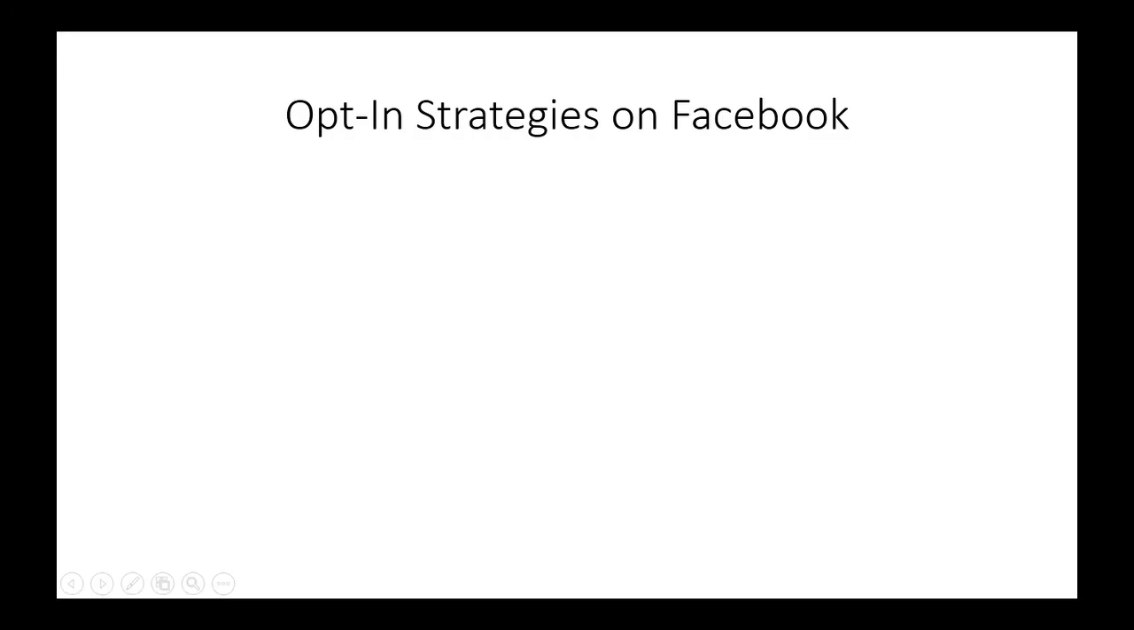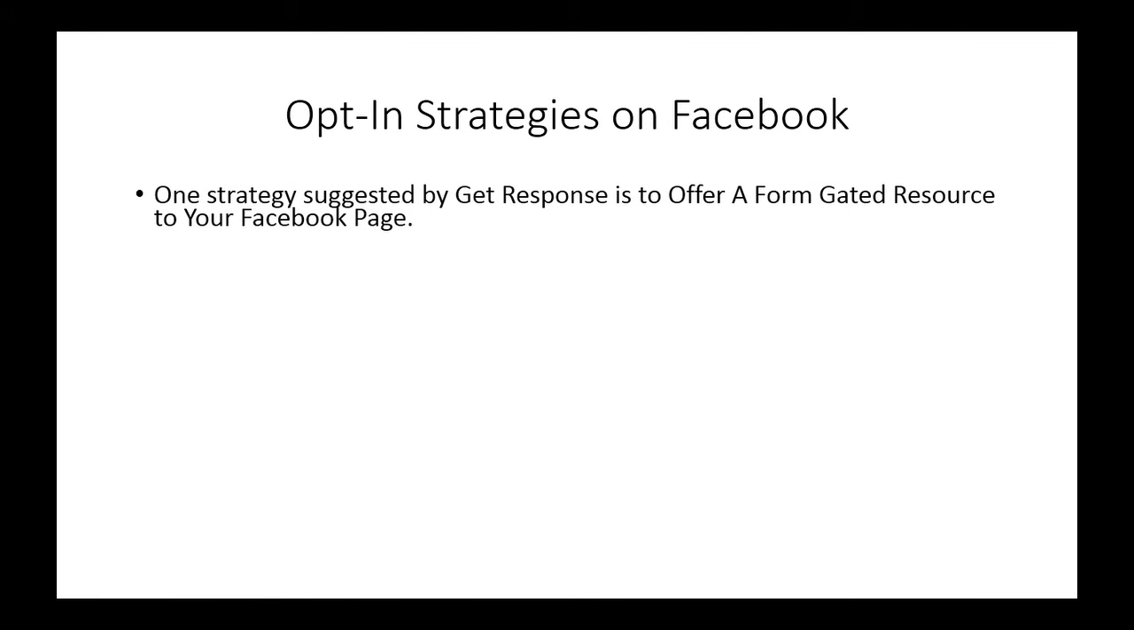To physically get people onto your opt-in list on Facebook, one strategy mentioned by GetResponse is to offer a form-gated resource to your Facebook page. In other words, you want to make sure that there's content that, if you give it away, the only way they're going to be able to get that content is if they opt into your list. And even though the like gate is no longer available, there is the opportunity to place a content gate, so that when your content is there, the only way that people will be able to get it is to trade something with you. Now, there are applications and companies that do allow you to do that.